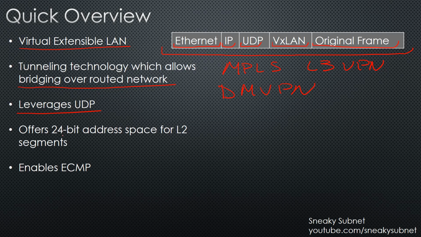Next we have that VxLAN offers 24-bit address space, and this is a really big number. You can raise 2 to the power of 24 and see it for yourself. And finally, VxLAN offers ECMP, which stands for Equal Cost Multipathing.